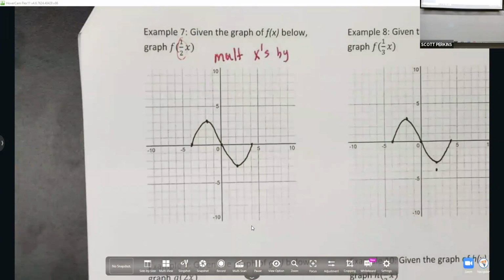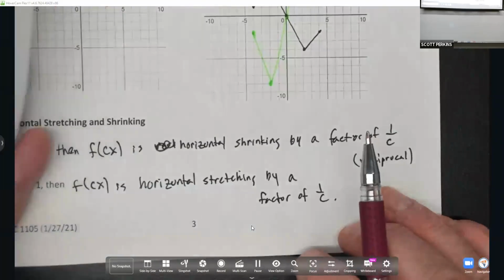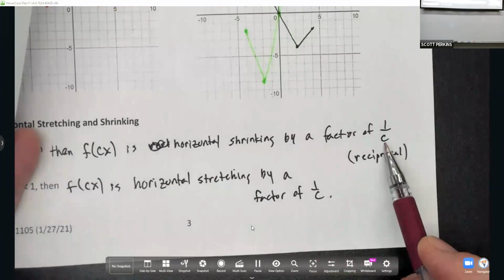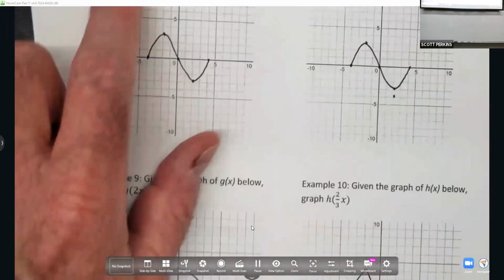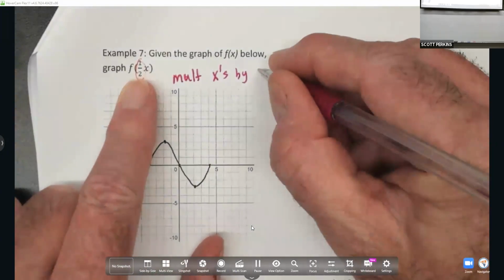Yes, those of you who said 2 over 1, you're 100% right. You multiply by the reciprocal. It's always the reciprocal. That's what, in this definition that I just wrote, by a factor of 1 over c, that's the reciprocal of whatever c is. So I put a 1/2 in front of the x, so that means multiply the x's by 2.